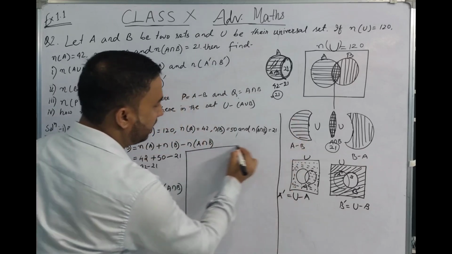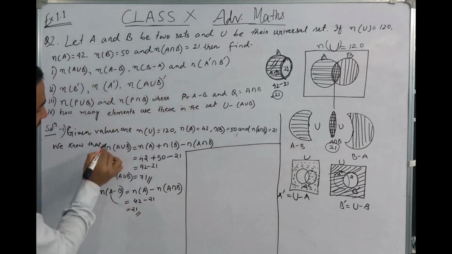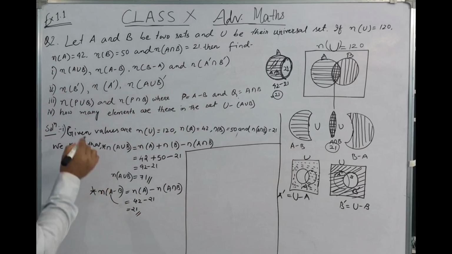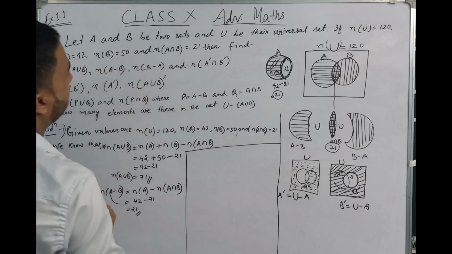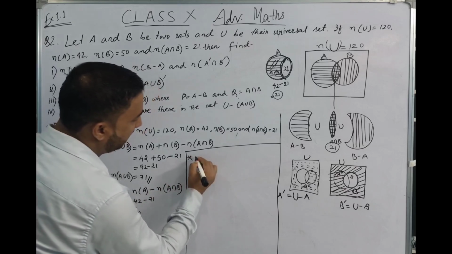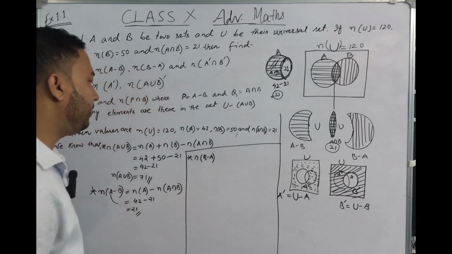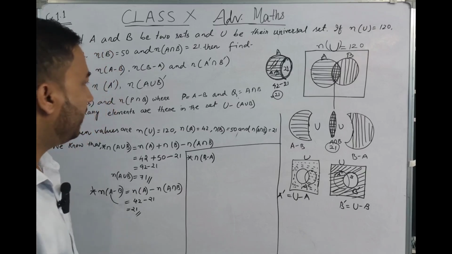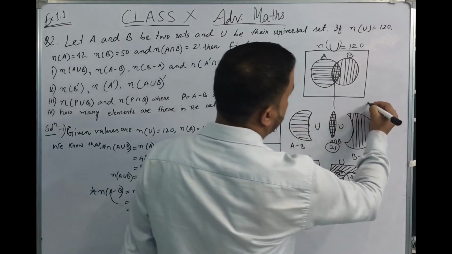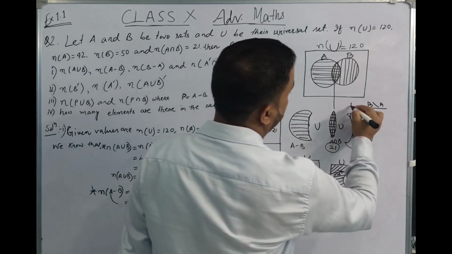Now here you see we are having only this part. This is one part, this is the other part of question number 1. Then we have to find the number of B difference A. Now what will be B difference A? This is the other part, the number of elements in the set B difference A. Sometimes it is written like this. This is B difference A.